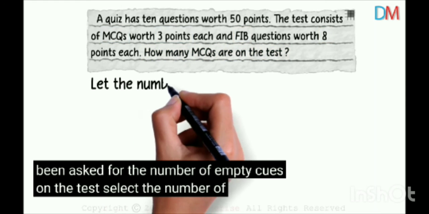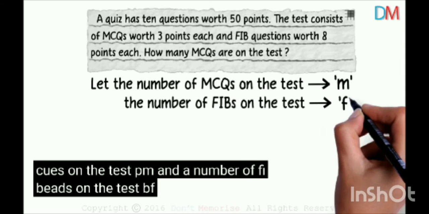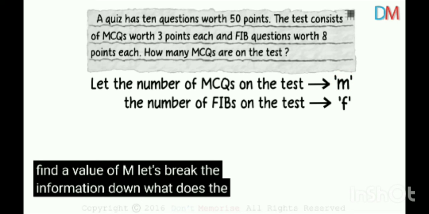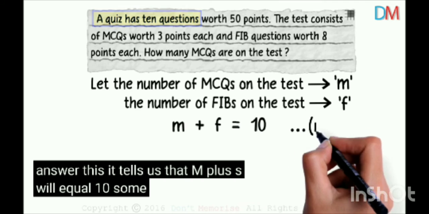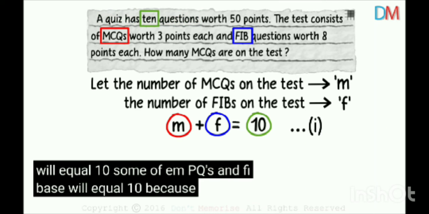So let the number of MCQs on the test be M and the number of FIBs on the test be F. We've been asked to find the value of M. Let's break the information down. What does the first line tell us? The quiz has 10 questions in total. What will that mean in terms of M and F? Come on, you should be able to answer this. It tells us that M plus F will equal 10. Sum of MCQs and FIBs will equal 10, because these are the only two types of questions in the quiz.